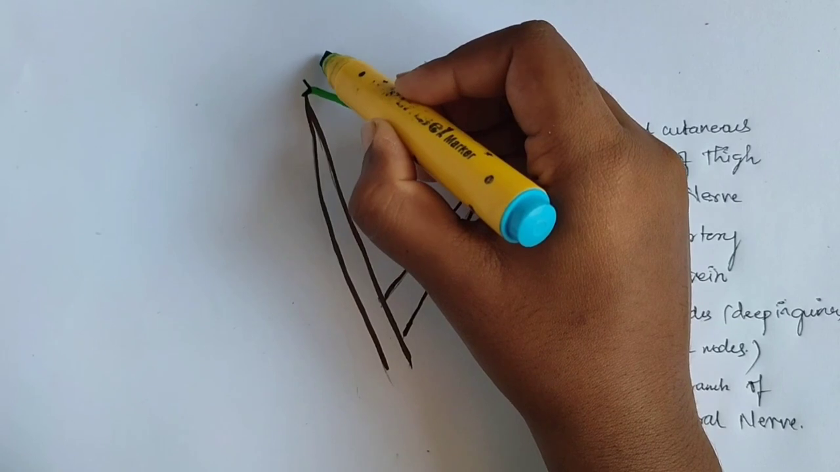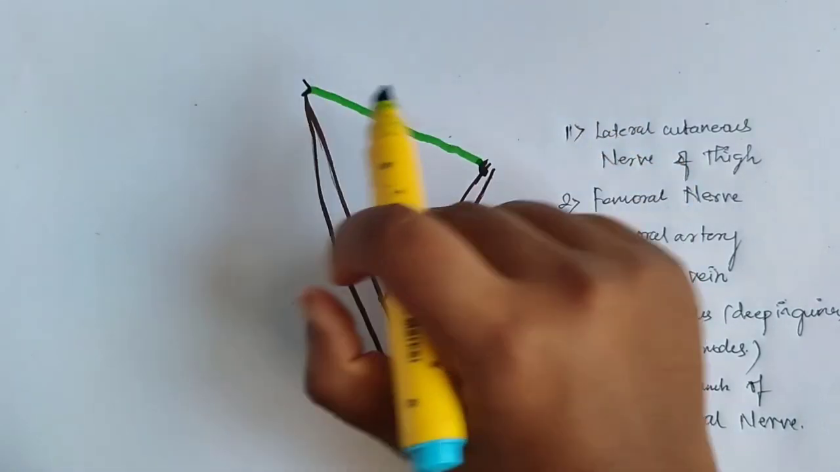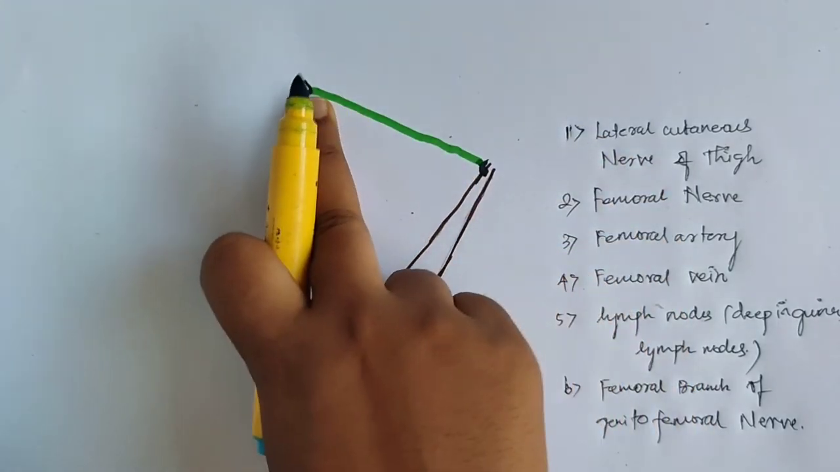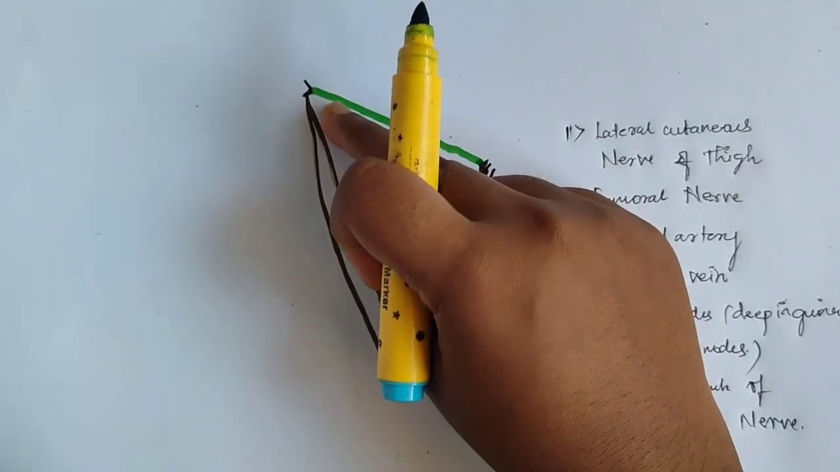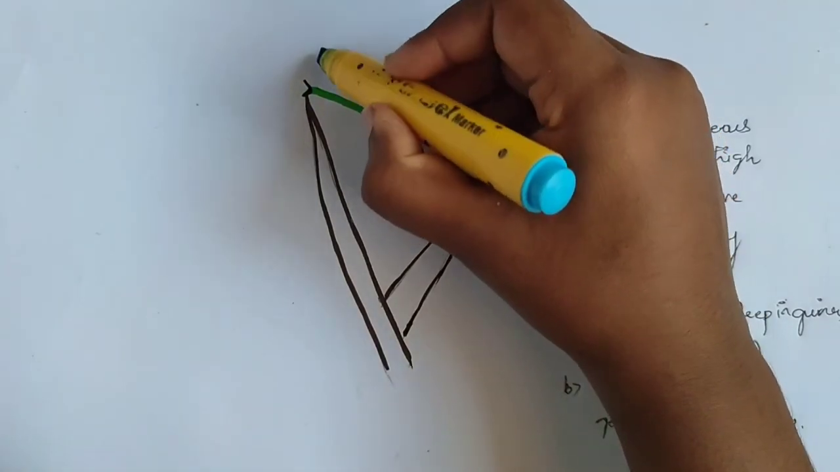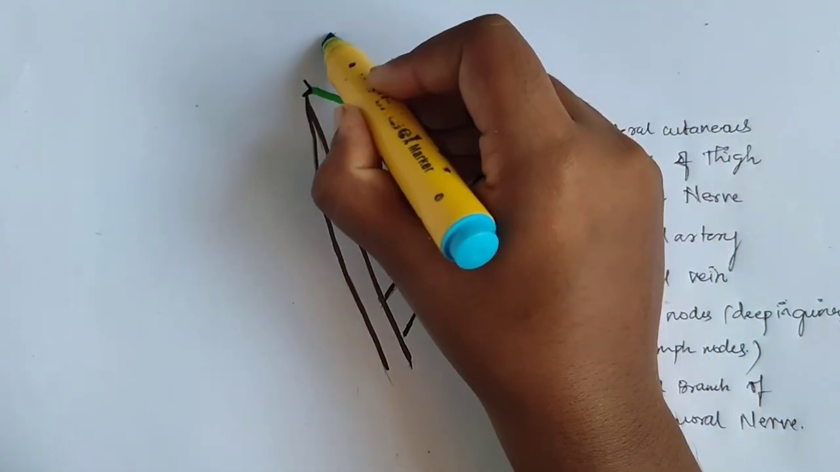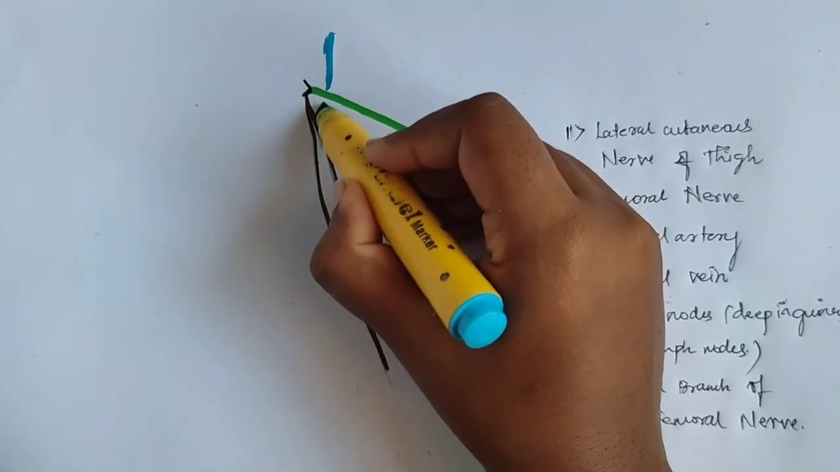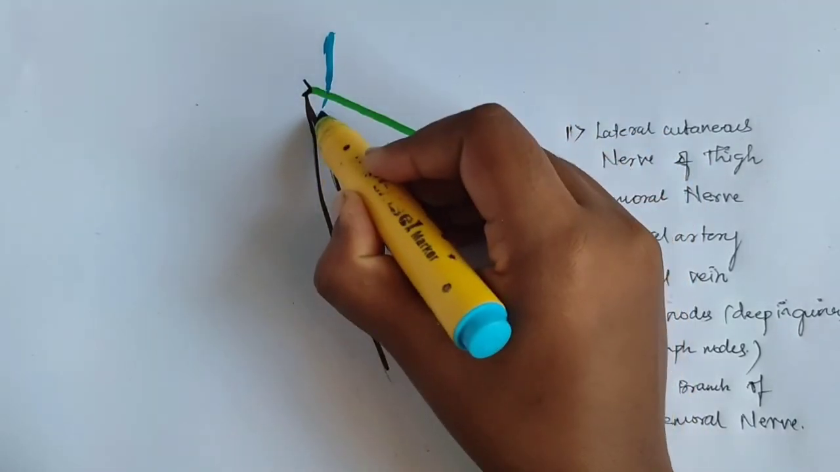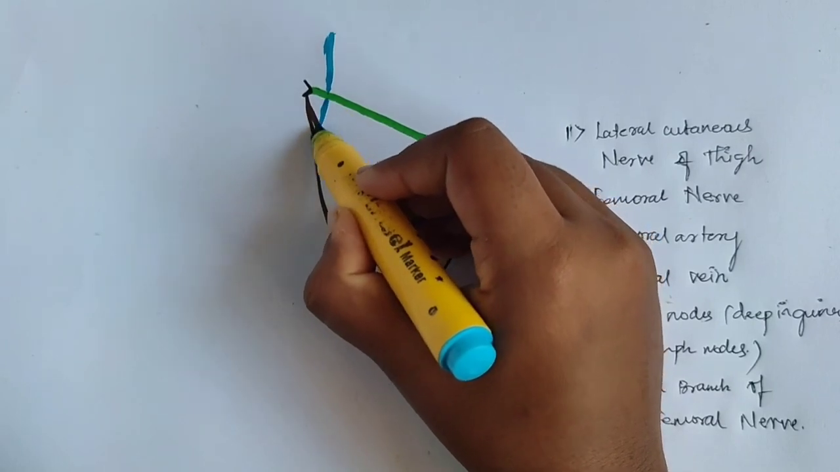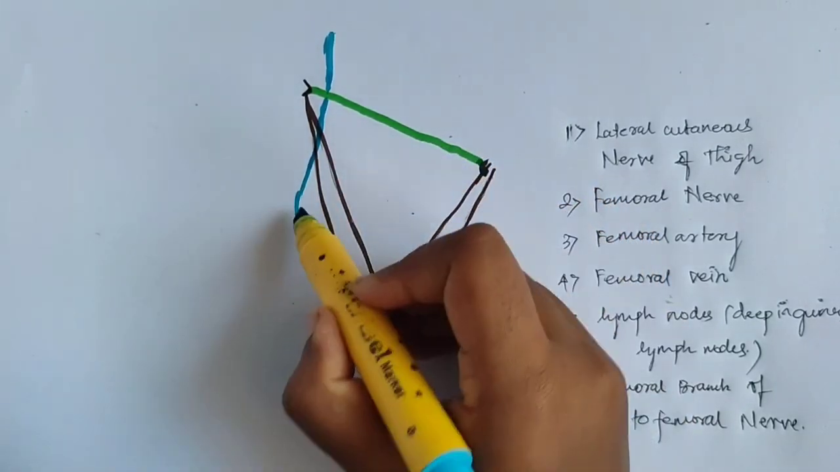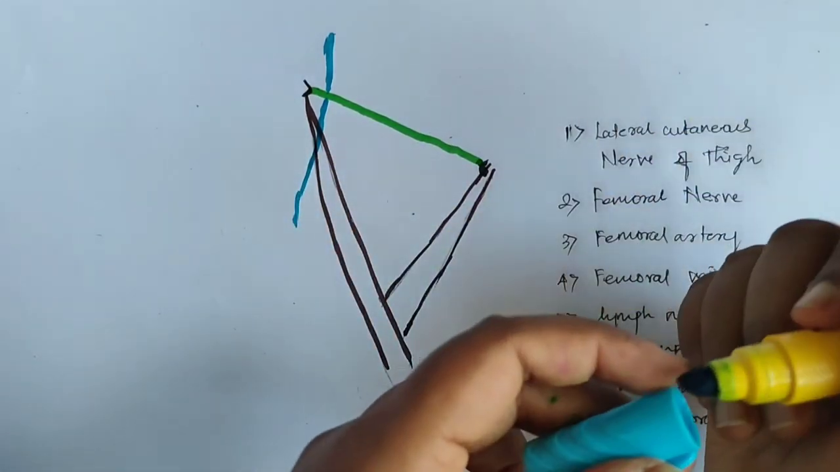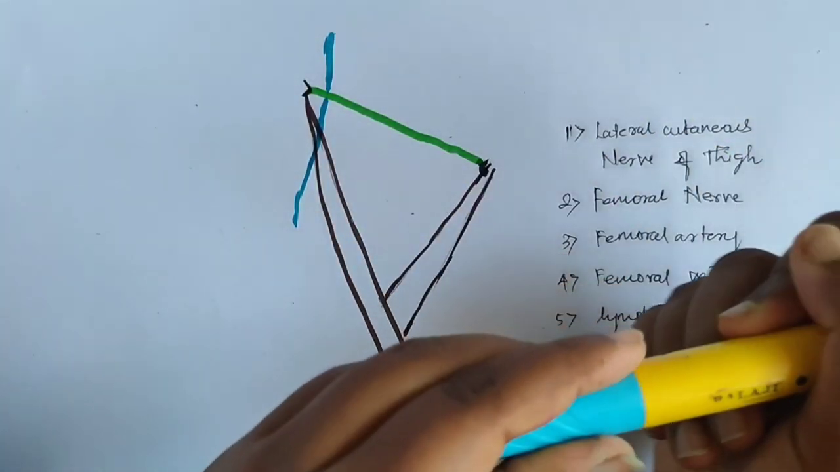It enters into the lower limb from the abdomen behind the inguinal ligament. From here, in this angle, it enters the lower limb behind the inguinal ligament like this, and supplies the lateral side of the thigh. This is the lateral cutaneous nerve of thigh.